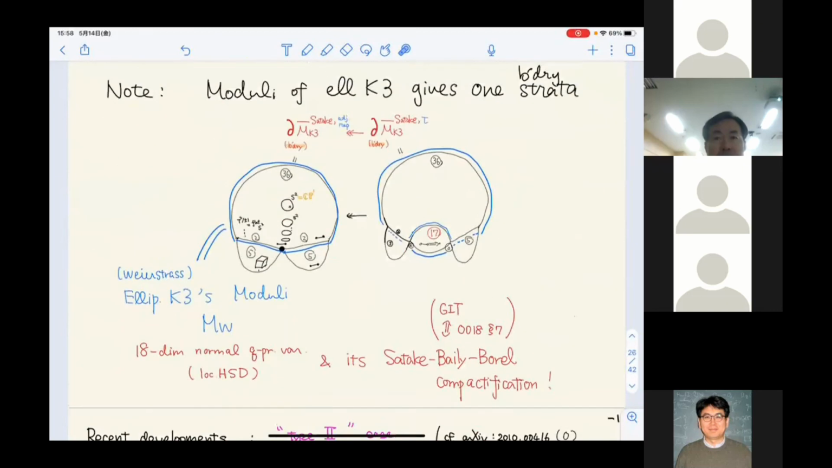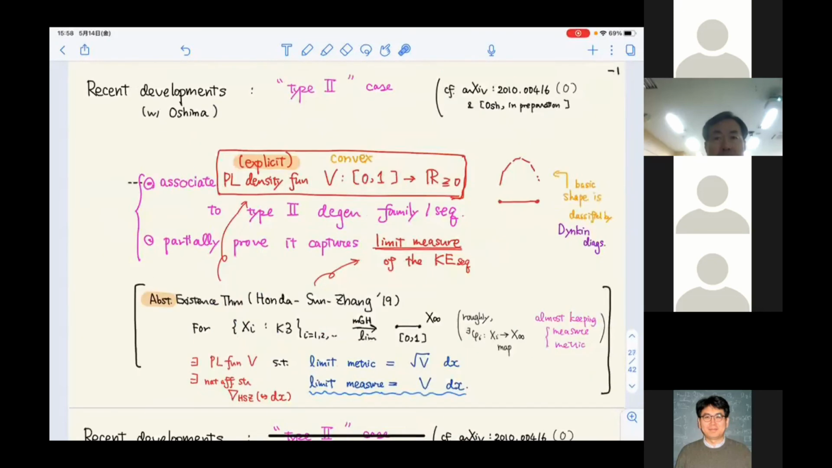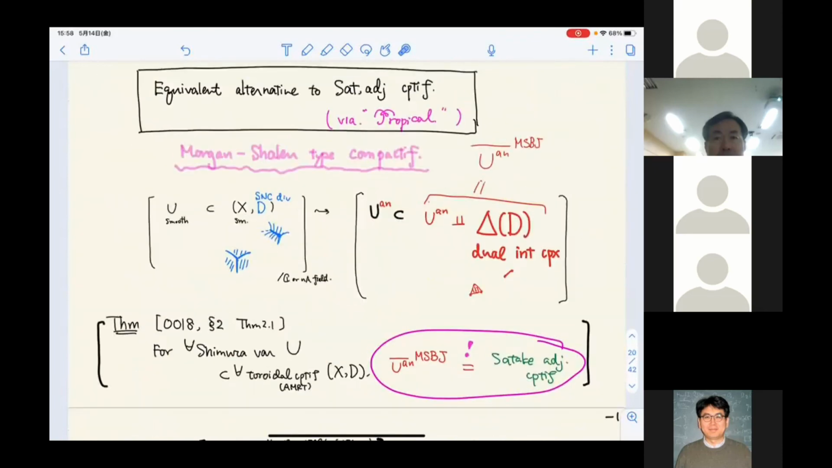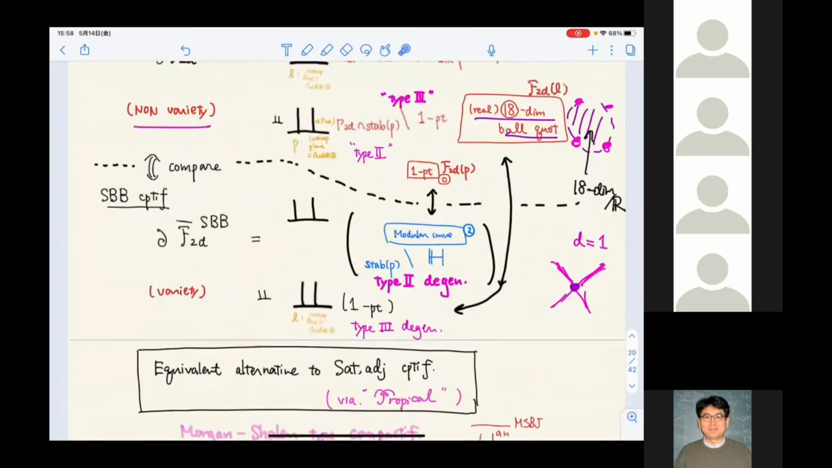So in the previous paper with Oshima, we focused on the type 3 case, and we proved the result corresponding to the collapsing of K3 to spheres. So it is for type 3 degeneration. But for type 2 degeneration, by which I mean the case when the K3 goes to these 4 points, or equivalently going to these 4 curves. So the type 2 cases.